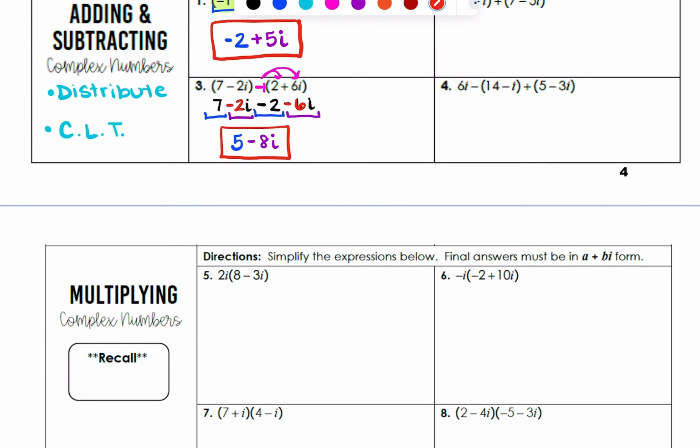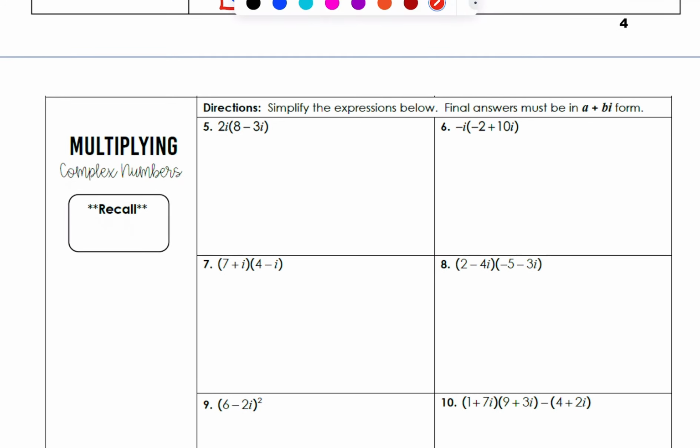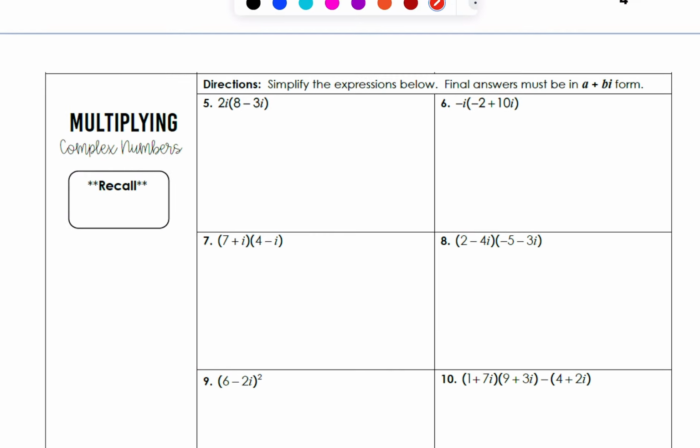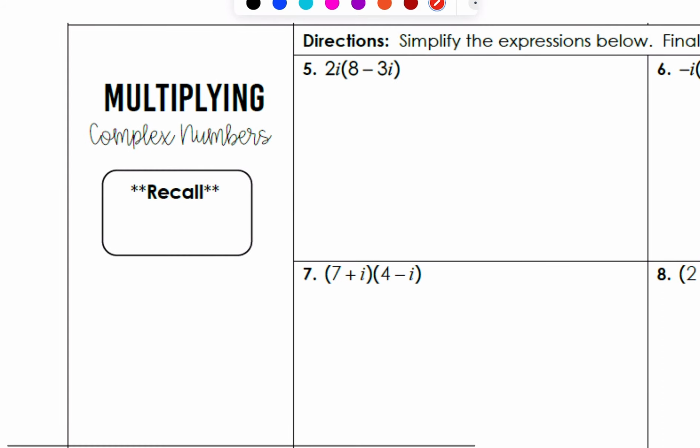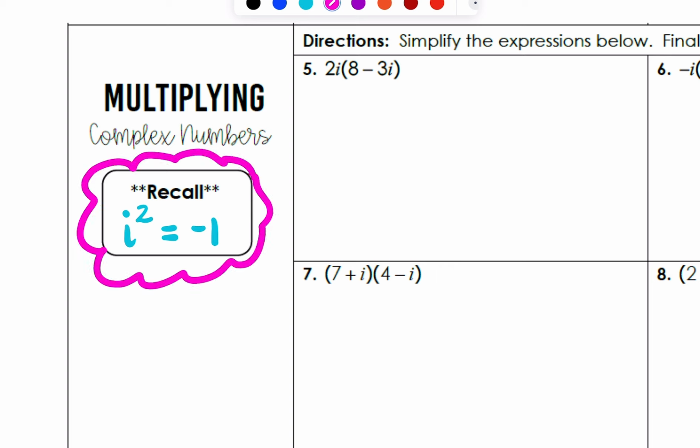The one last skill I want to look at with you guys is on page 5, multiplying. And this is going to be probably the skill that you'll see the most with complex numbers. The critical skill that we need to recall here is we need to remember that i squared equals -1. And I told you guys before to star that, circle it. This is going to be the one that we're going to see the most.